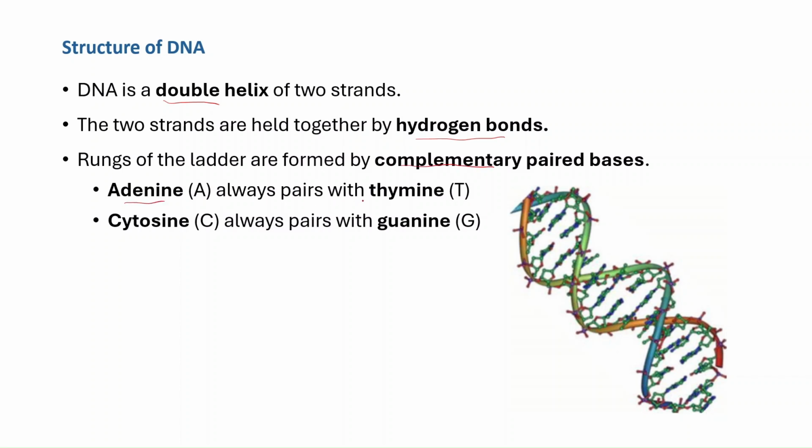Adenine always pairs with thymine. Cytosine always pairs with guanine. And you will learn what these are. But these will form hydrogen bonds, and that holds the two strands together. Okay? Don't worry if this is confusing, because like I said, you're going to spend a lot of time talking about DNA.